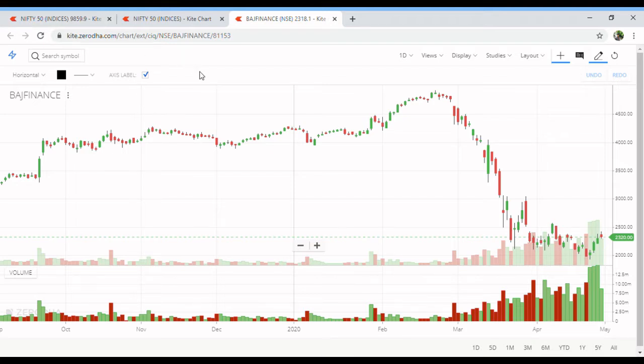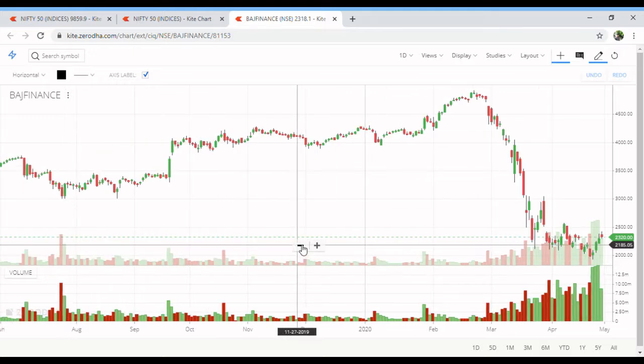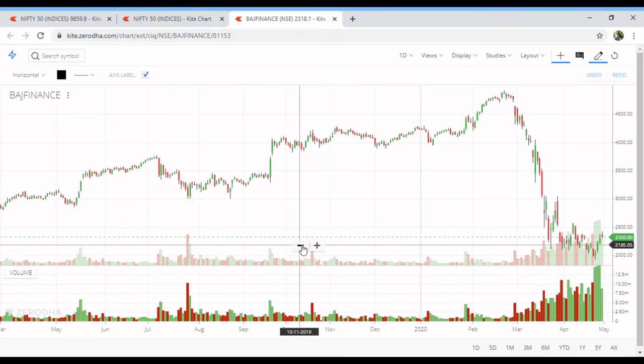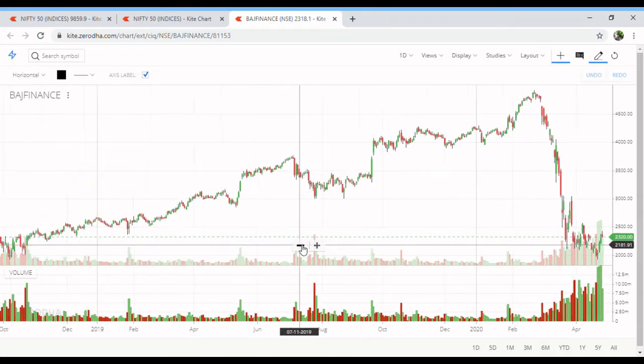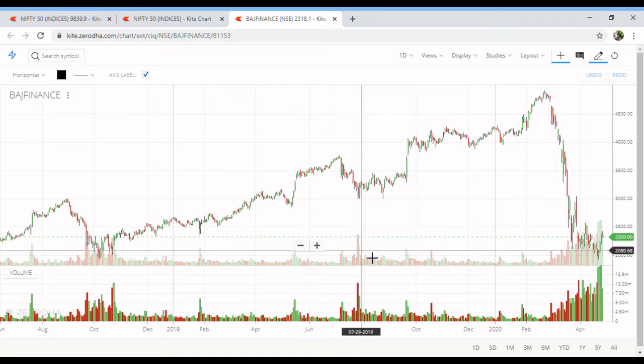Today we're going to look at how to draw support and resistance levels to find a trade. Here we'll be looking at Bajaj Finance on a one-day candle. Right now it's moving towards the downside, so I just want to find a support level: at what range the price can take support and reverse. I'm looking at this level.